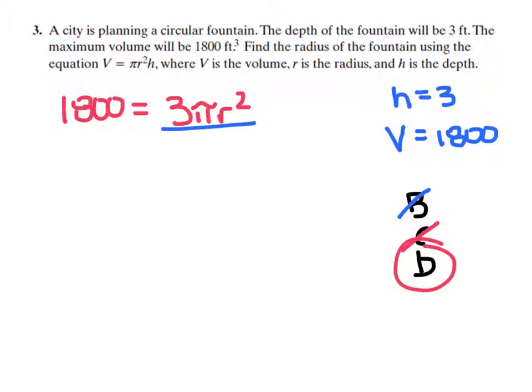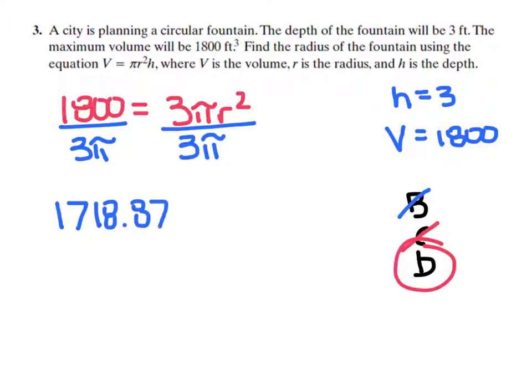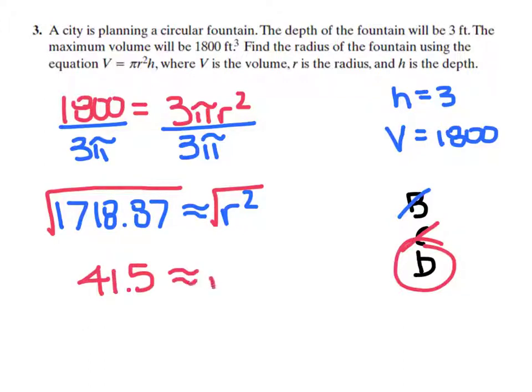And I'm going to divide by 2 things because there's 2 numbers or 2 values next to R, and that's 3 and pi. So 1,800 divided by 3 pi gives you 18.87 is approximately what our R squared is. To get rid of the squared, we have to take the square root of it. So when you do that, our answer is going to be approximately 41.5 is our R value.